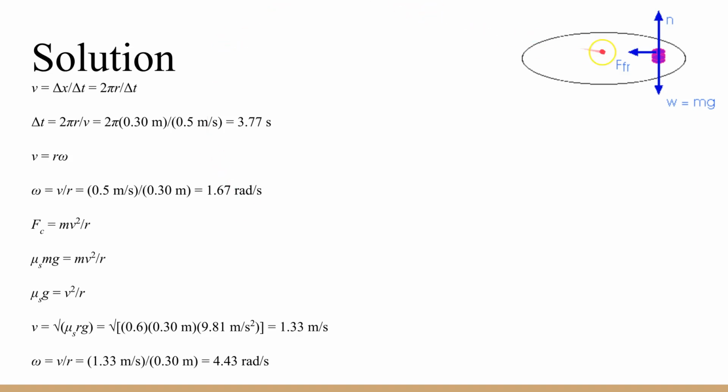Okay, so we have a free body diagram here. You have Fn, the normal force, and W equals mg, our force of gravity. For part A, it's just a simple application of v equals delta x over delta t, where delta x equals the circumference of the circle the coin is traveling in. So it's basic substitution: 2 pi times 0.30 meters divided by 0.5 meters per second, and we get 3.77 seconds.